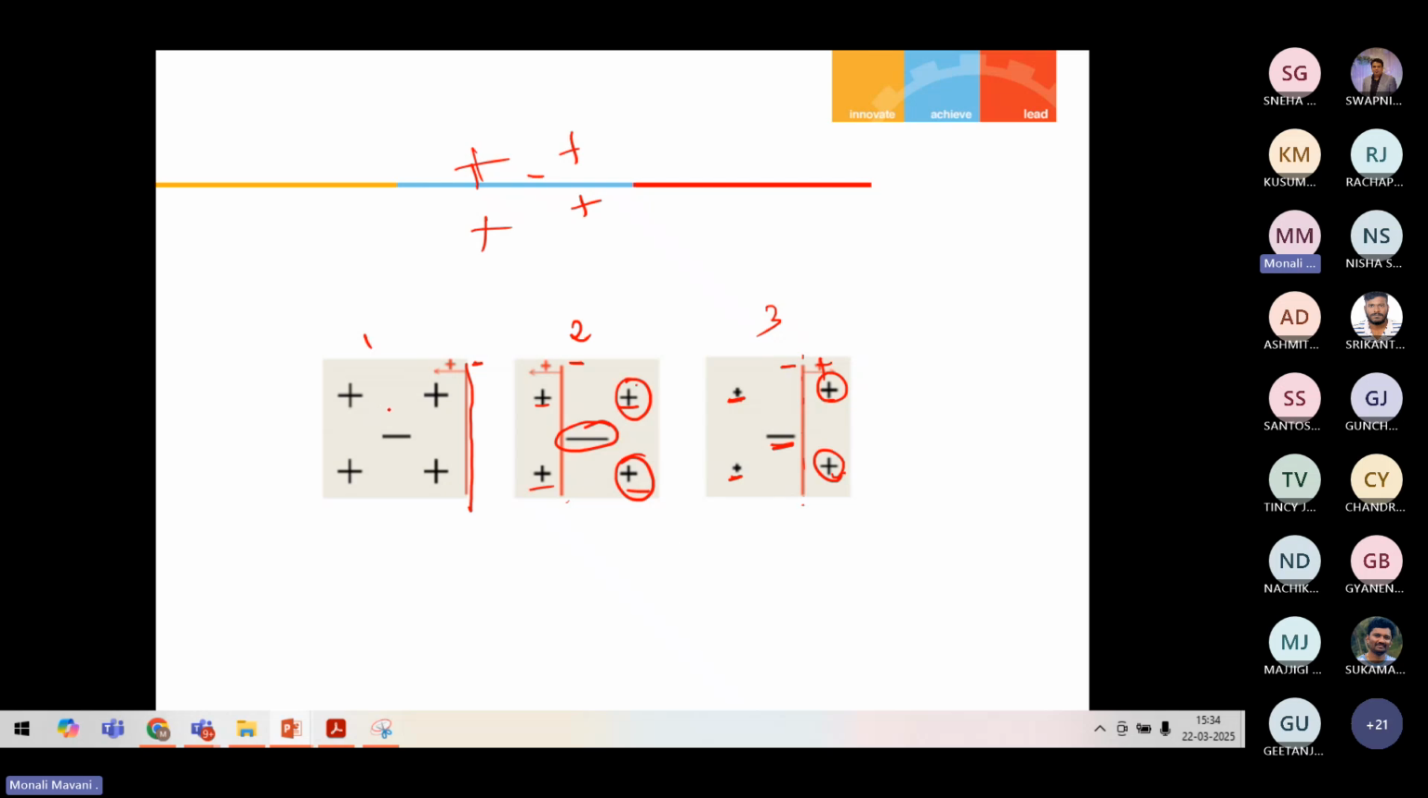Now we will end it here, because in the first iteration we got 4 points correctly classified. In the second iteration, the minus which was not correctly classified, in the second and third iteration, the minus point is correctly classified.